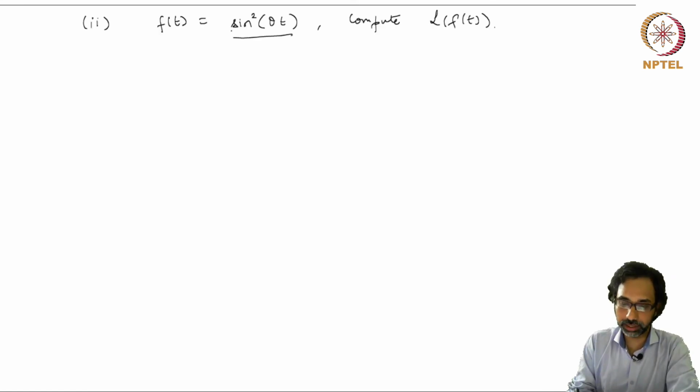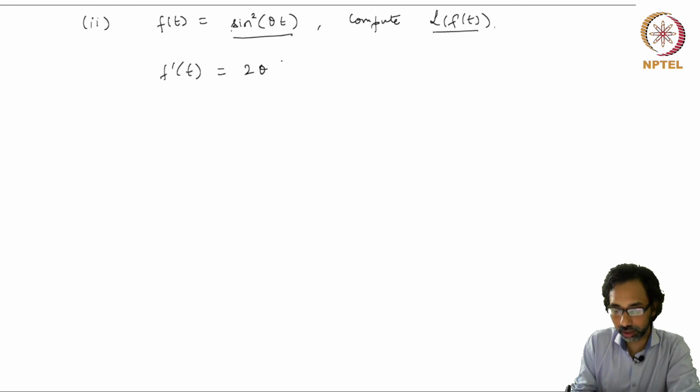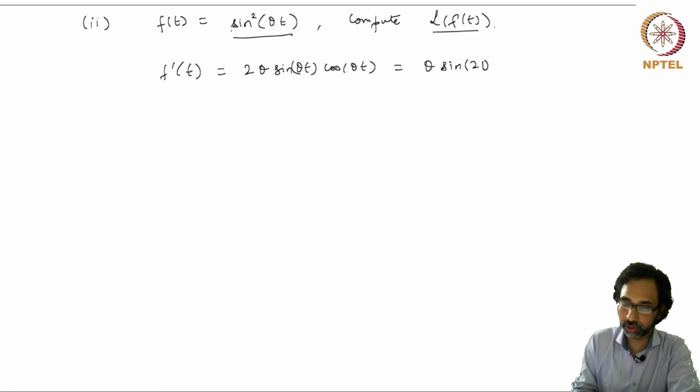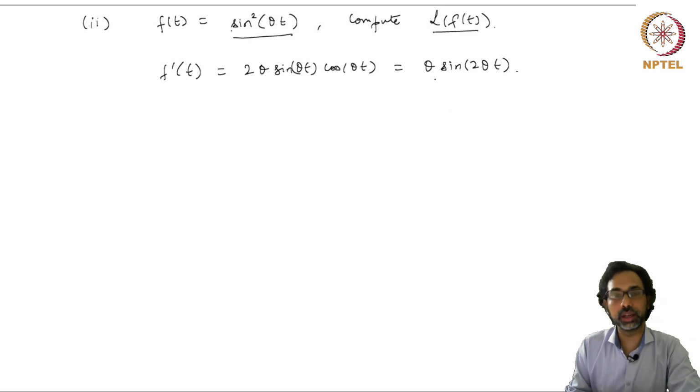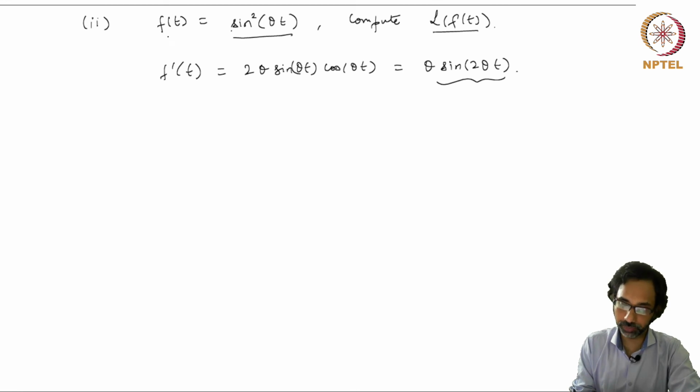So our next example is f(t) equals sine squared of theta t, and the problem is to compute the Laplace transform of this function. Now we will use that f prime(t) is 2 theta sine theta t cosine of theta t, which is nothing but theta times sine of 2 theta t. And now we know already what is the Laplace transform of the sine function. So in this case we will use the derivative theorem to compute the Laplace transform of f(t). Using that we know already the Laplace transform of f prime(t).